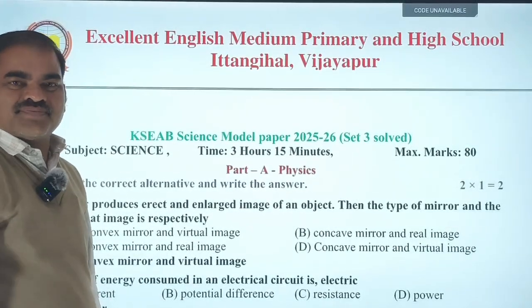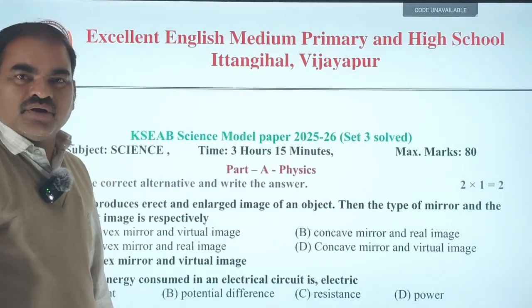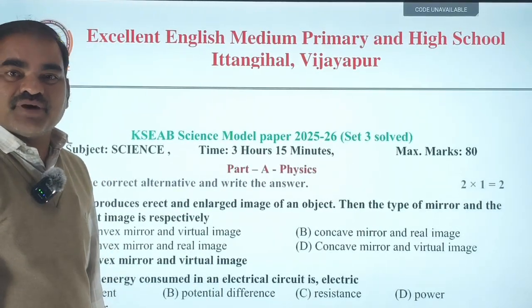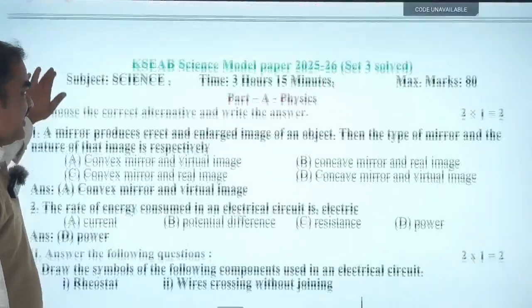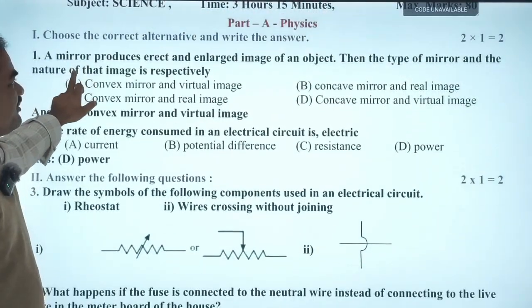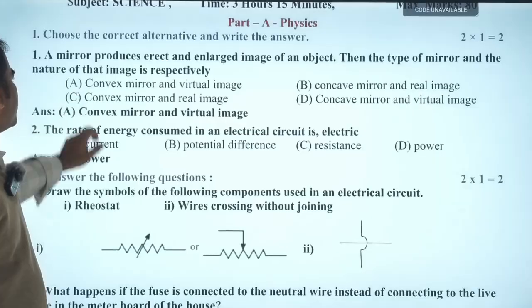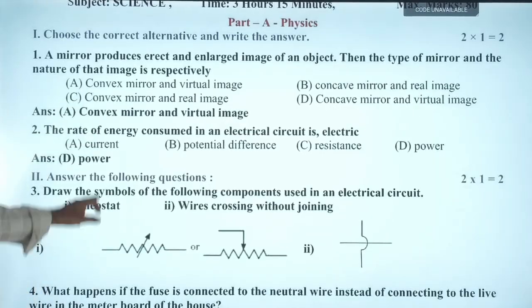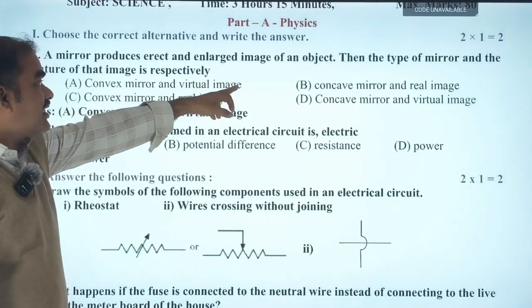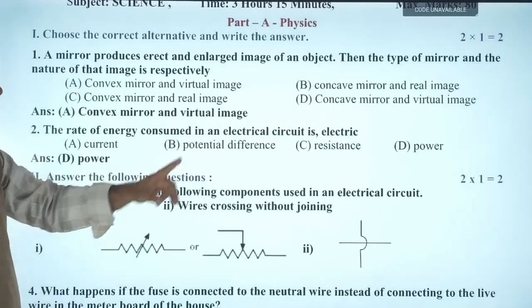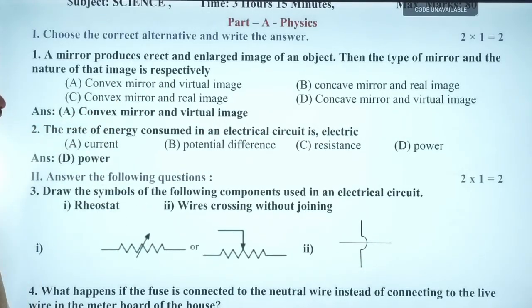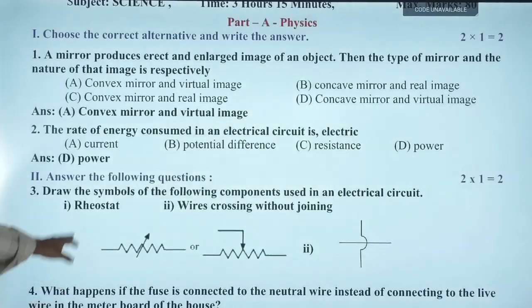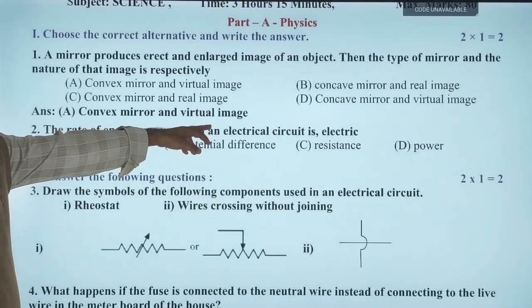Hello students, again welcome back to the solution of model question paper 3. So here, coming to the physics part, first question: a mirror produces an erect and enlarged image of an object. This type of mirror and the nature of that image, respectively. Four options have been given. The answer is convex mirror and virtual image.